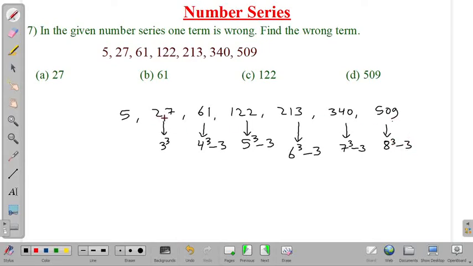So here it is only 3 raised to the power 3, and if we see 5, it is again 2 raised to the power 3 minus 3. So this is 5. So our doubt term is this 27. Okay. So here our logic is not fitting. So what is the pattern here?